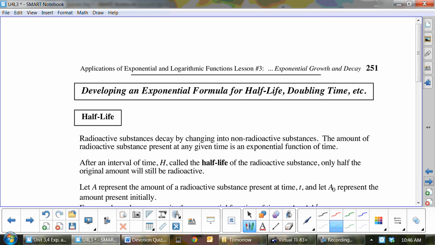Half-life, doubling time, that sort of thing. Now, if you've been in chem, you should know this, but every single element on the periodic table has a unique half-life. That means that no two things in the entire world that we know decay at the same rate. So hydrogen would have a different half-life than oxygen.